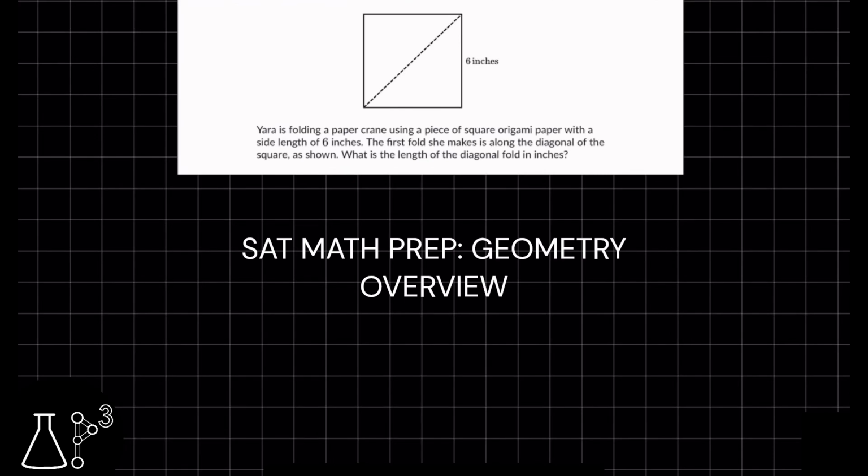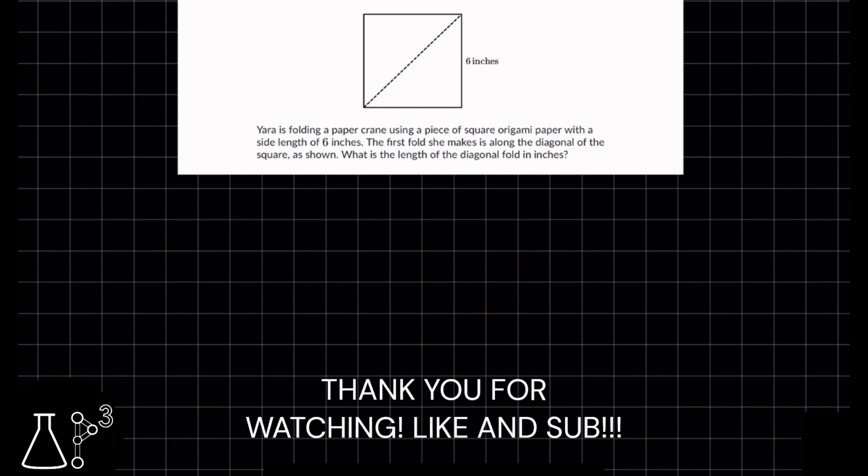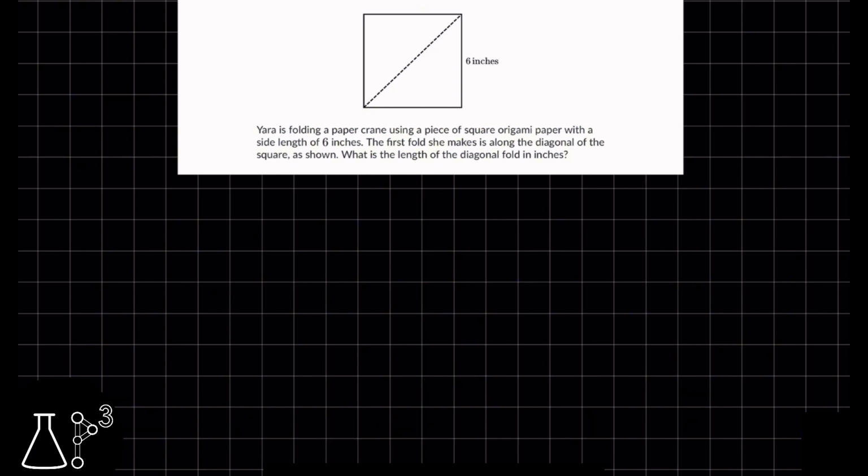Hello, this is another video for AP3, and today we're going to talk about geometry and trigonometry. The question shows the following. Yara is folding a paper crane using a piece of square original paper with a side length of 6 inches. The first fold she makes is along the diagonal of the square as shown. What is the length of the diagonal line folded in inches?